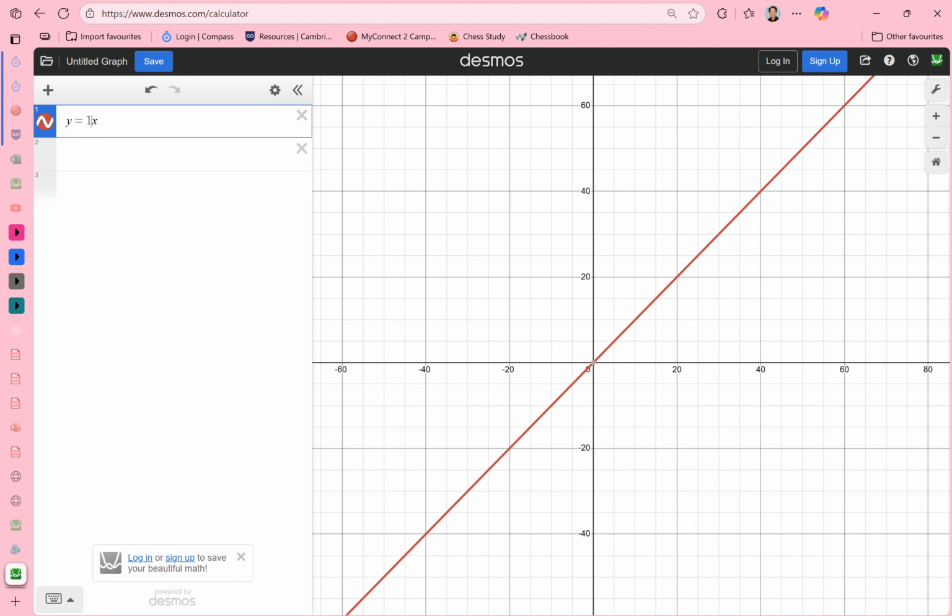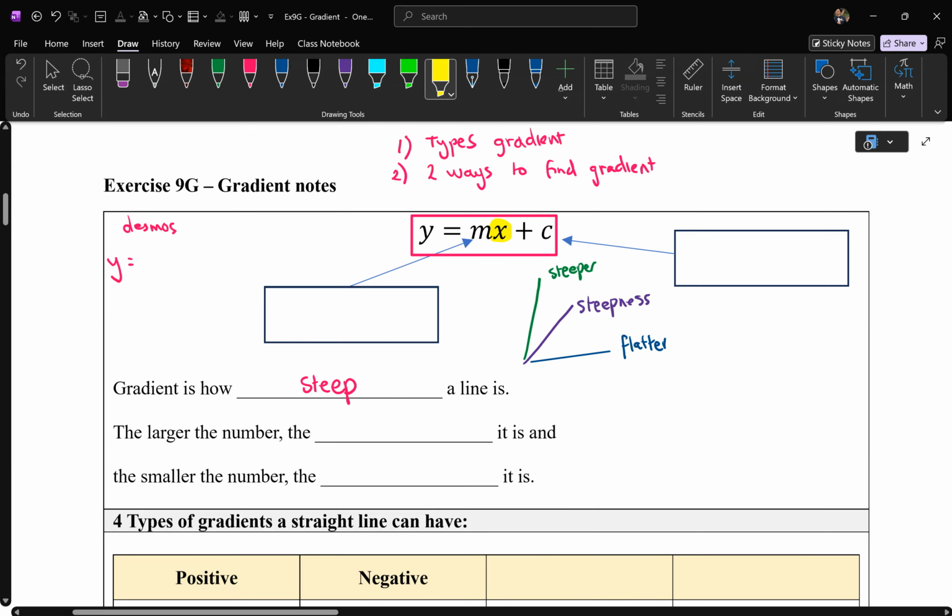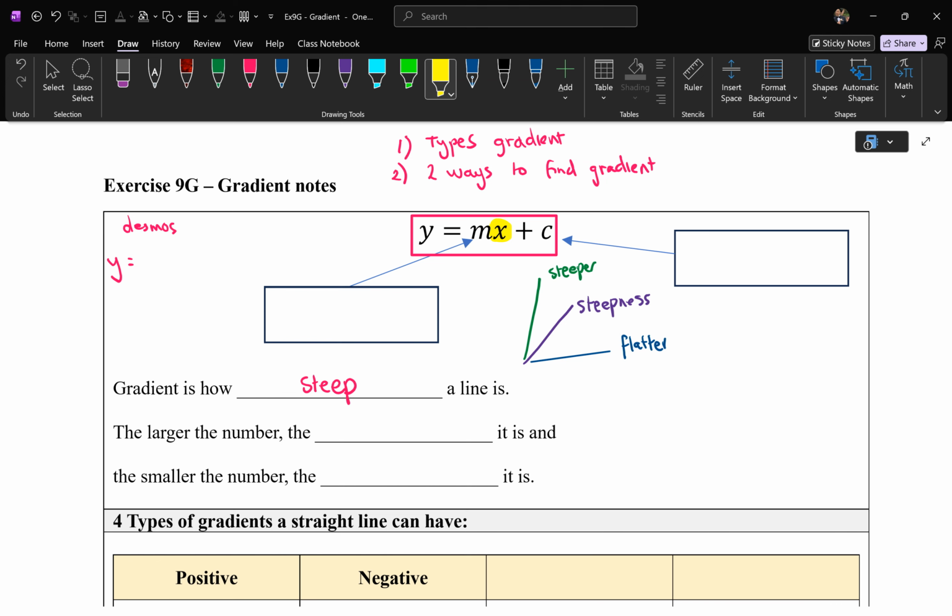Steeper. So I'll go back to 1 again. So this is 1. Watch out. When I change the number in front of x, if I change it to 2, what if I change it to 3? What if I change it to 30? It's getting steeper. So in this notes, the larger the number in front of x, what's happening?